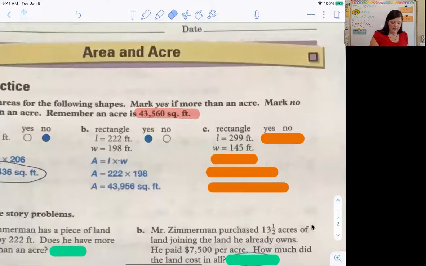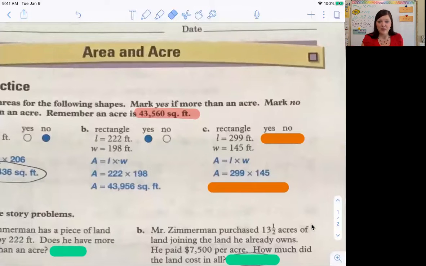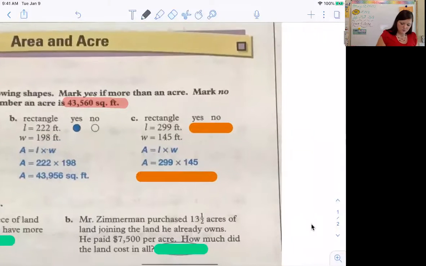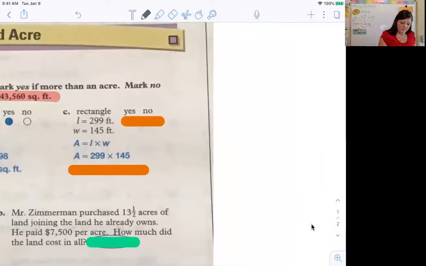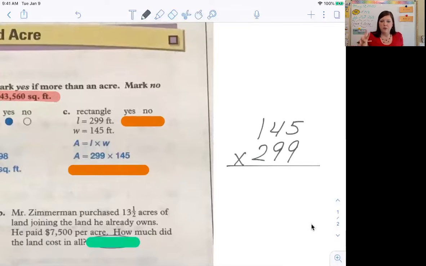We're using the same formula. That means we're taking the length and multiplying it by the width. 299 feet times 145 feet. Let's multiply that out to the side. Oh good, I've got lots of room over there. I'm actually gonna put 299 down last. You'll see why in just a moment. 145 as my first factor. Remember, the rule for multiplying is you can flip the factors and your product will still be the same. Your partial products might be different though, but that's okay.